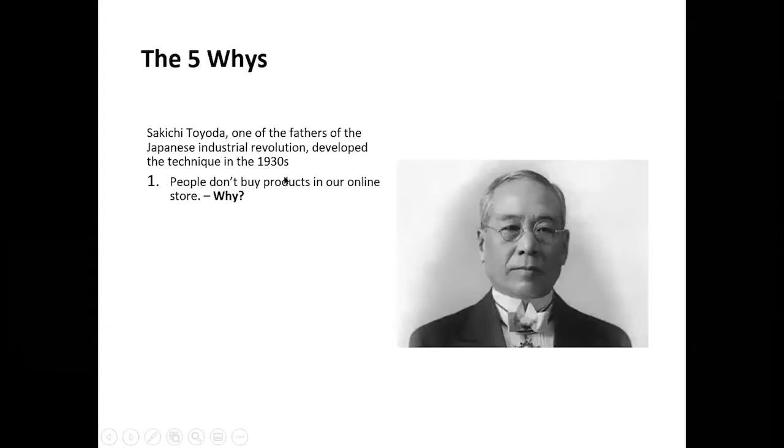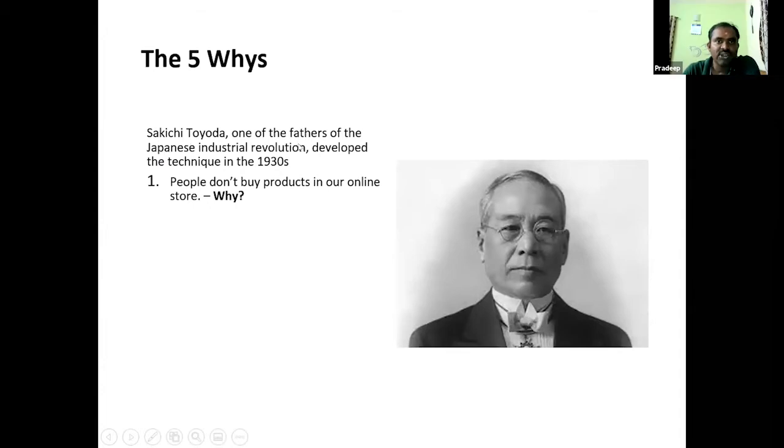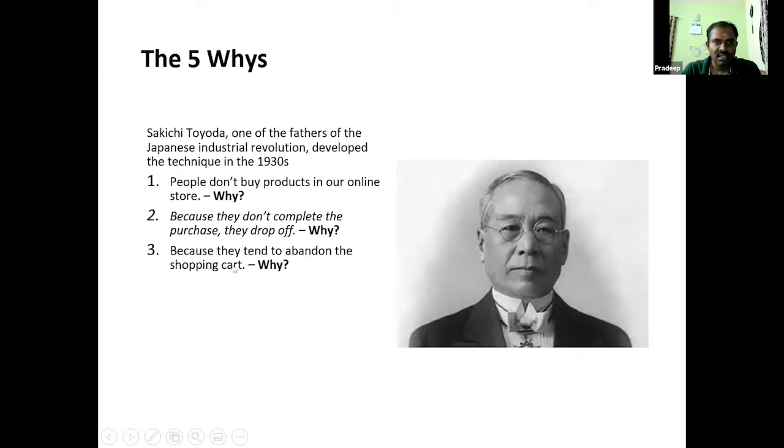The 5 whys was developed by Sakichi Toyoda, who is considered the father of the Japanese industrial revolution. So he developed this technique. For example, we can have one example. People don't buy products in our online store. That was the first question. Then one more question was asked: why? Because they don't complete the purchase, they drop off. Again, another why was asked: because they tend to abandon the shopping cart.